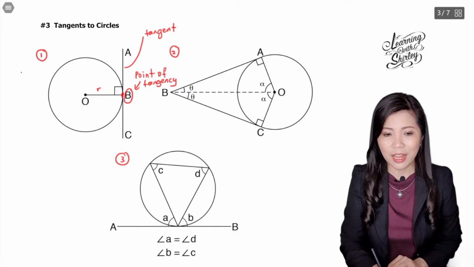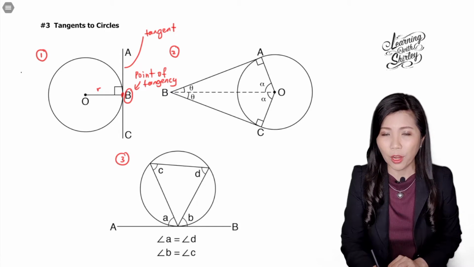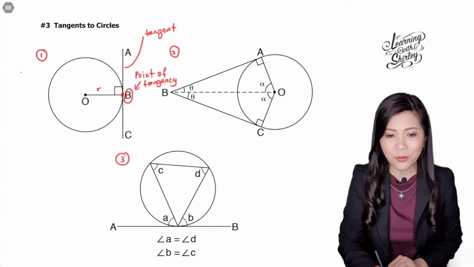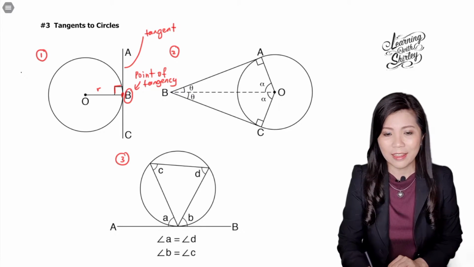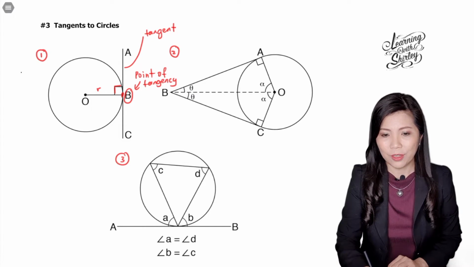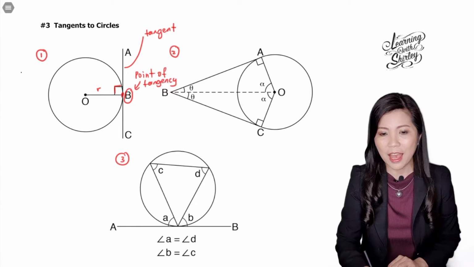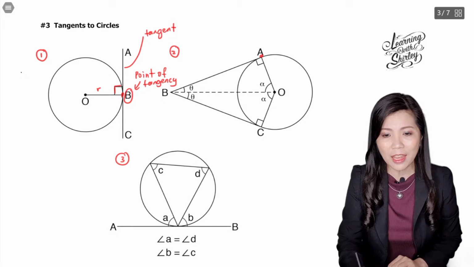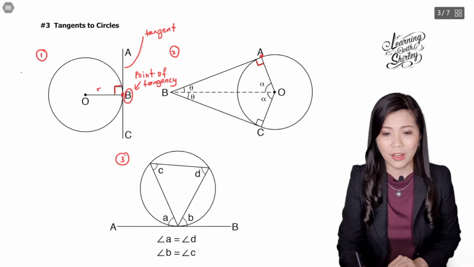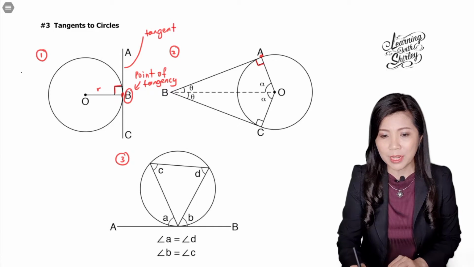If the tangent and the radius intersect at the point of tangency, a 90 degrees angle will be formed. Let's look at diagram number 2. There are 2 tangents here, AB and BC. The tangent AB intersects the radius at point of tangency A to form a 90 degrees angle here. And then the tangent BC intersects with the radius at C, point of tangency C.